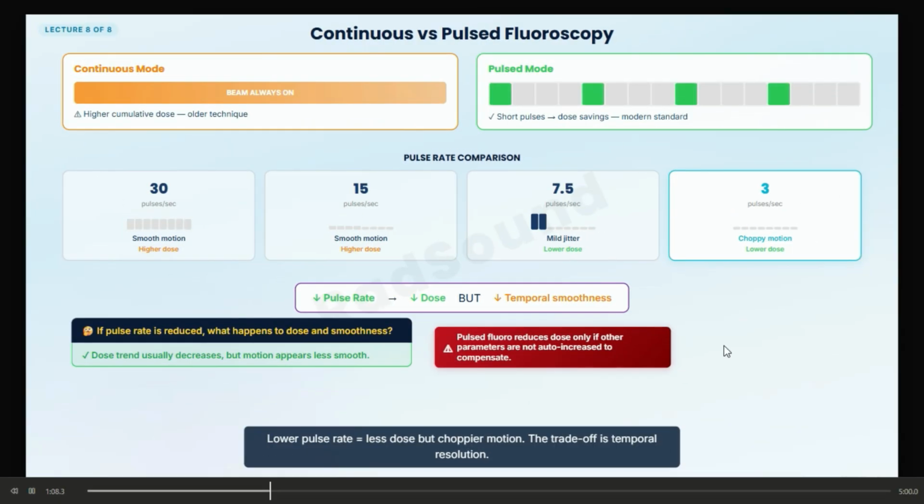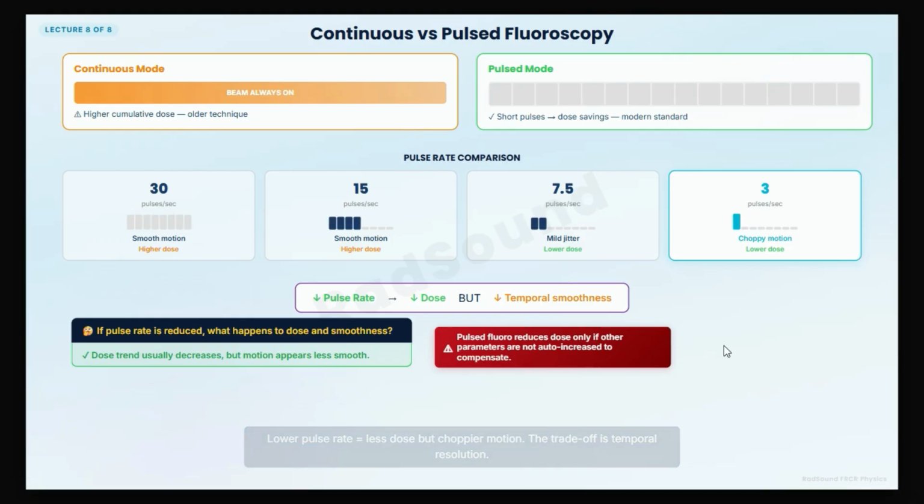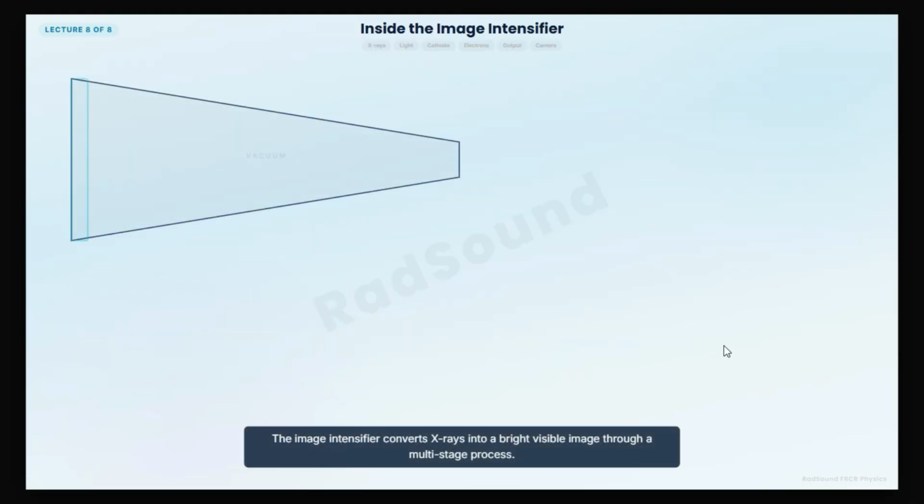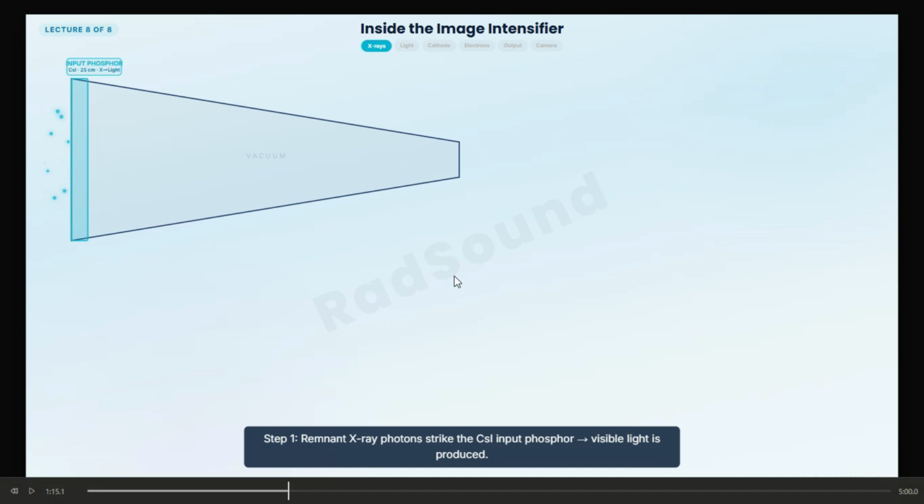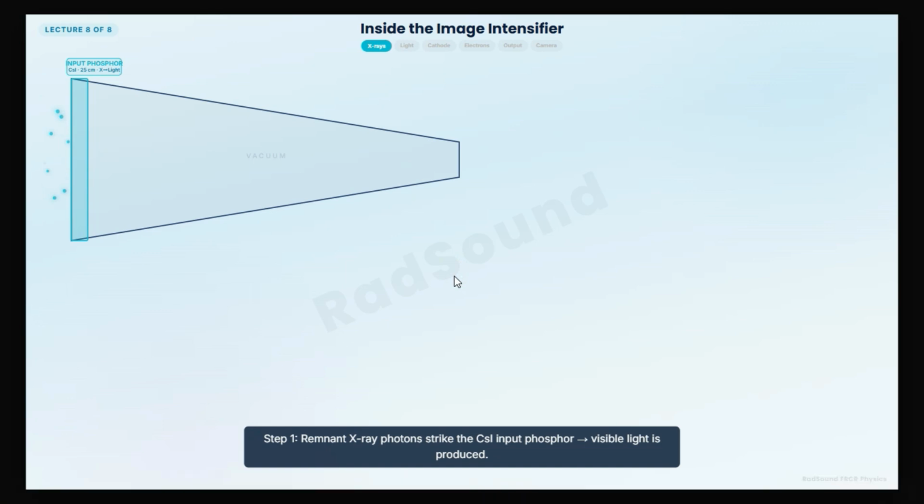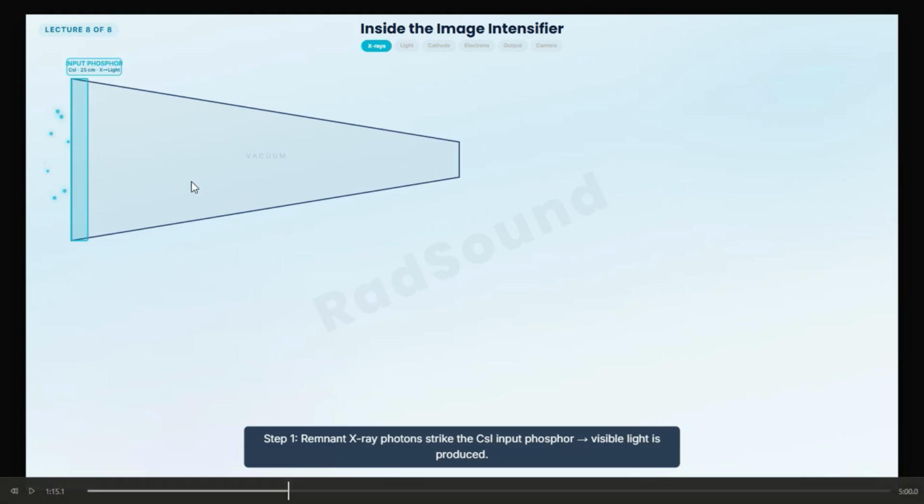After understanding everything, how can we form the image? The image can be formed using an image intensifier or a flat panel detector. These are the two types of detectors we use in fluoroscopy. So what is an image intensifier? The structure of the image intensifier is as you can see in this picture.